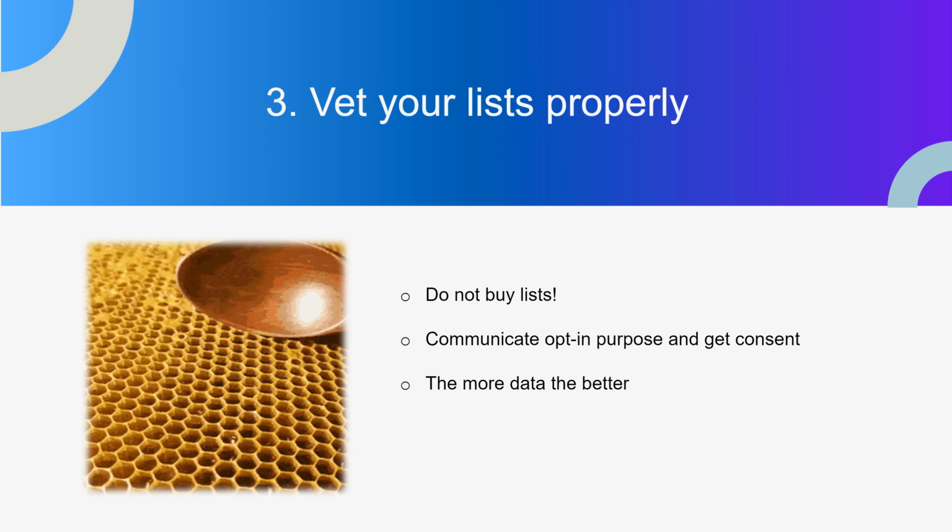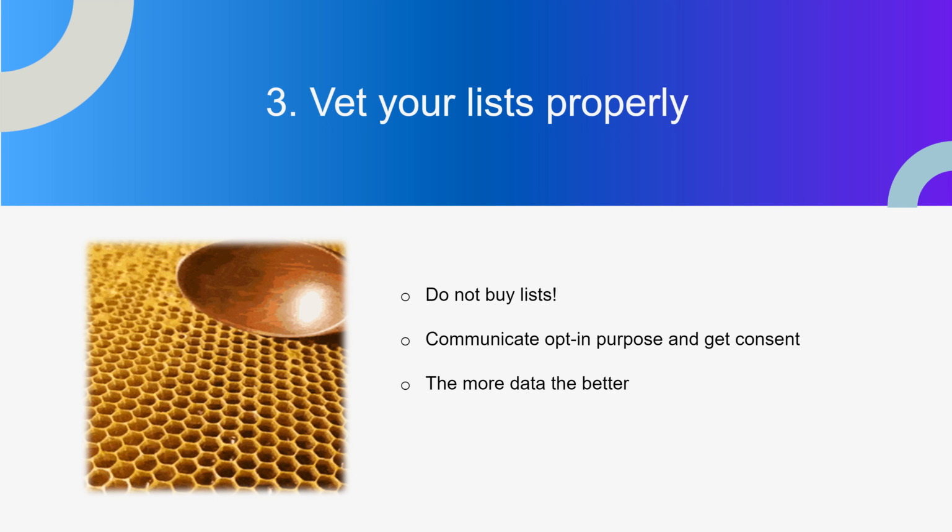The third thing is vetting your lists properly. Never buy lists, because most likely you're going to get caught. The Gmails of the world understand if you're sending out an email to 10,000 people who never opted in, a big chunk of those will opt out, another big chunk will bounce, and some will complain. Those metrics are going to impact your reputation negatively, and you're going to set yourself up for failure. So be sure to vet the proper lists from the right source.